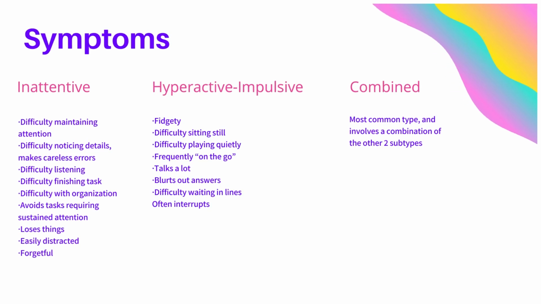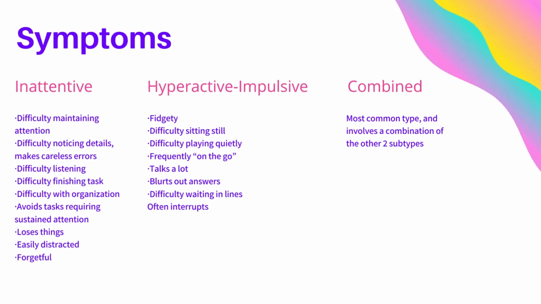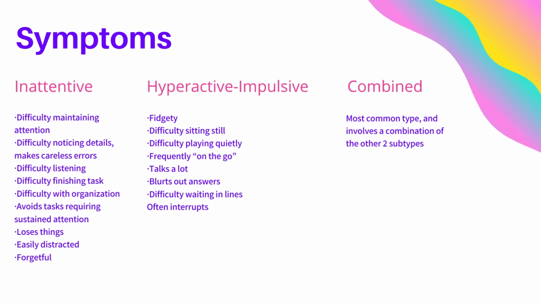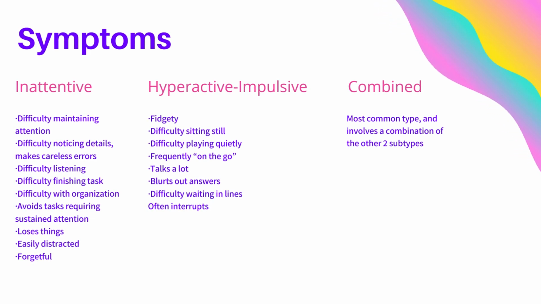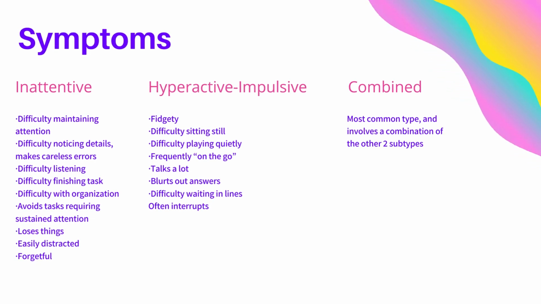Symptoms of ADHD differ from person to person, depending on their subtype. Individuals in the inattentive subtype often display difficulty maintaining attention, listening, finishing tasks, and noticing details, while those in the hyperactive impulsive subtype display difficulty sitting still, playing quietly, waiting in lines, as well as may find themselves frequently on the go. As stated previously, the combined subtype is the most common, and it has symptoms from both of the other two subtypes.